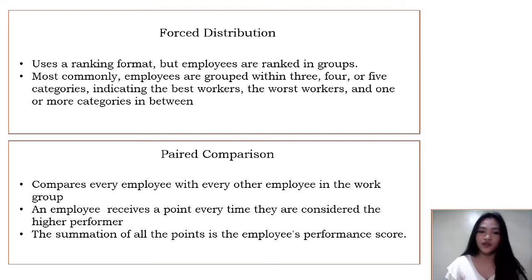Paired comparison. It compares every employee with every other employee in the work group. An employee receives a point every time they are considered the higher performer. The summation of all the points is the employee's performance score.